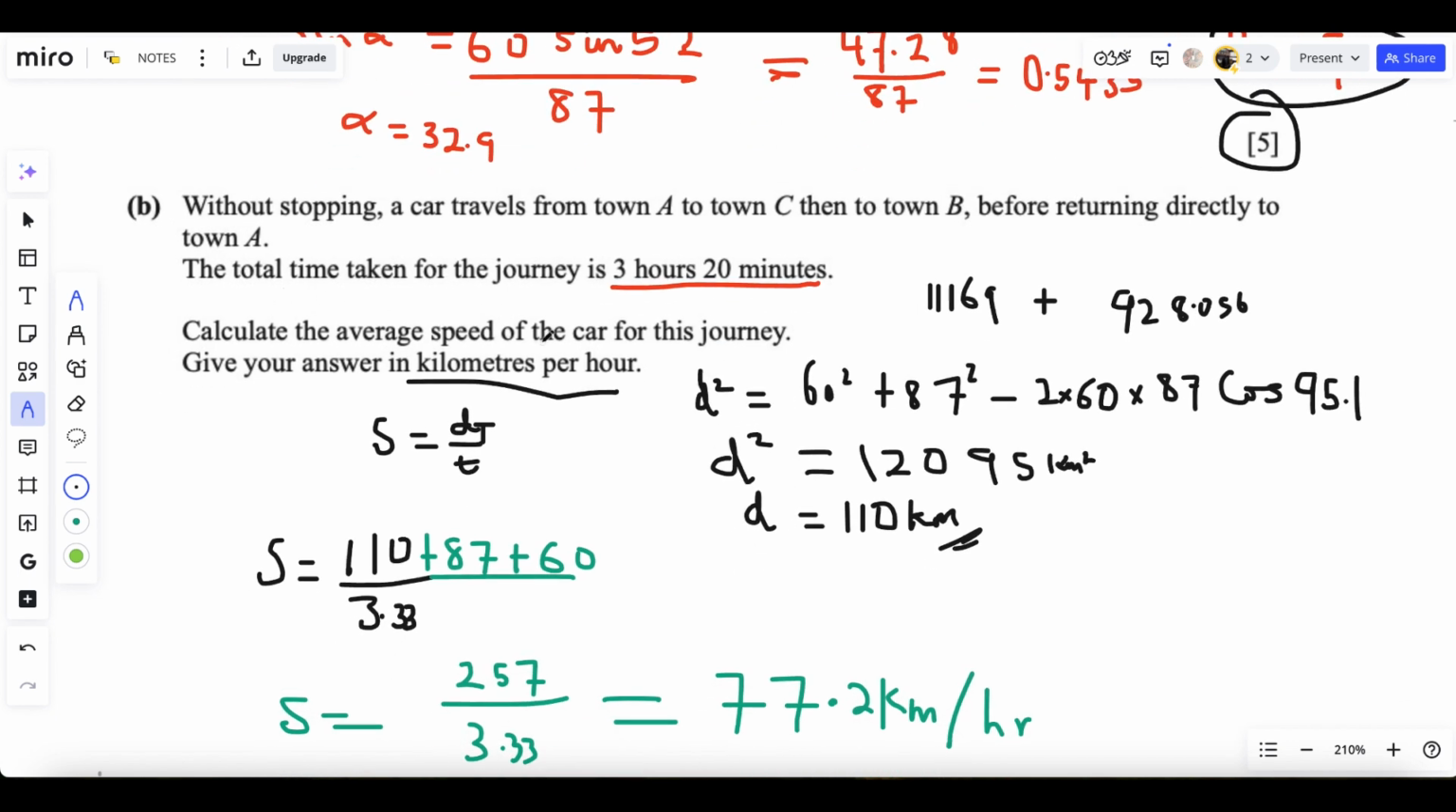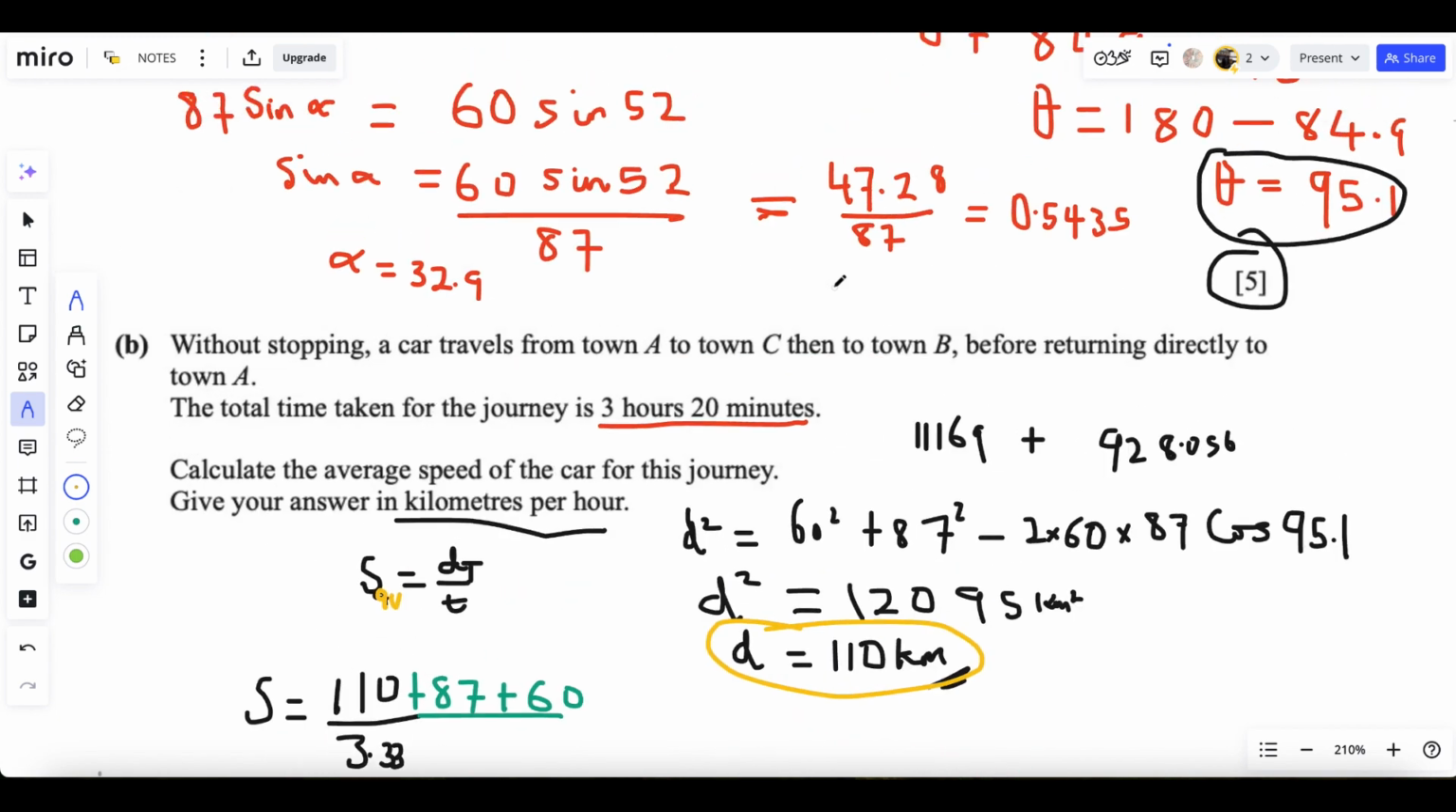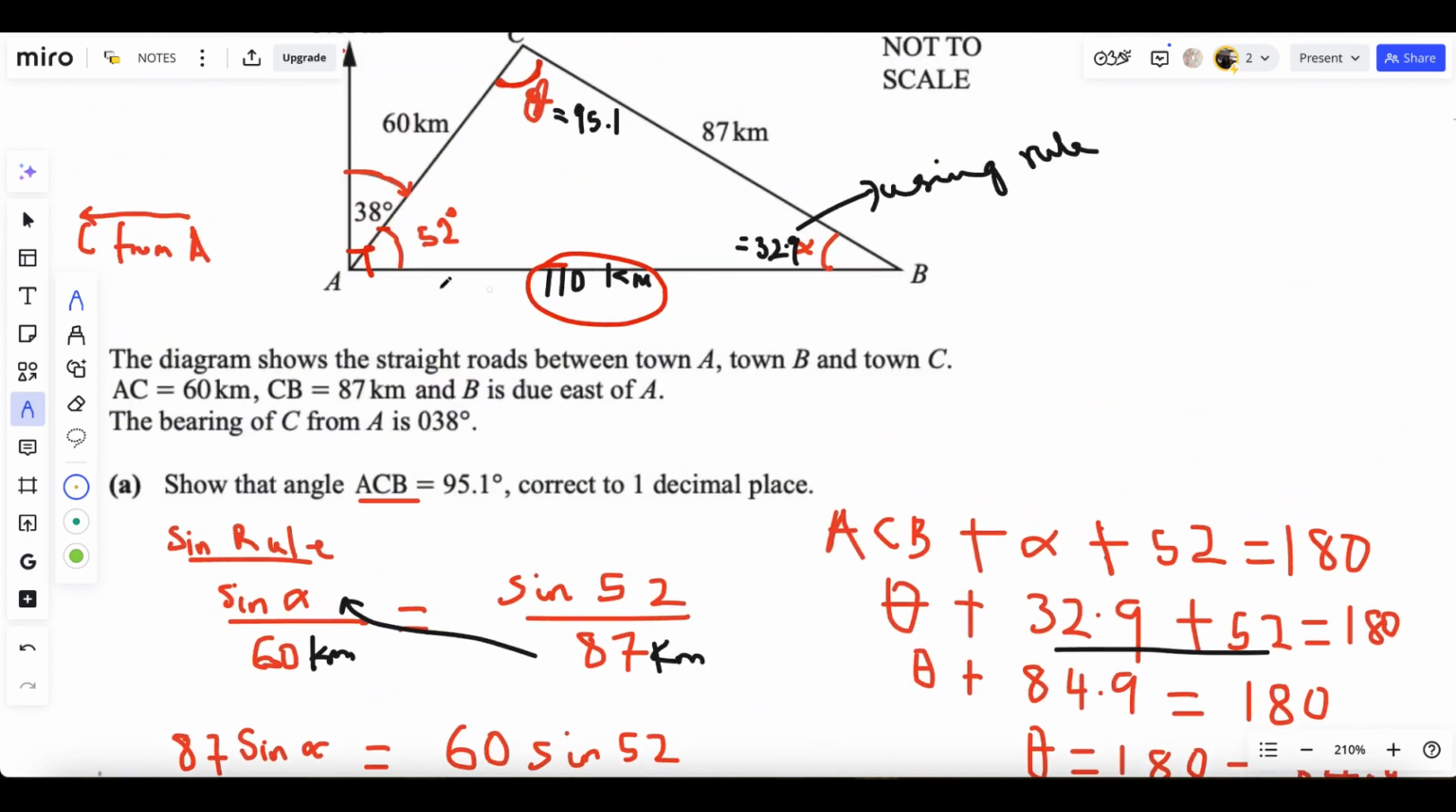The question says, calculate the average speed of the car for this journey. Give your answer in kilometers per hour. Remember, average speed is total distance over time. Average speed is the total distance traveled over the time taken. Now, we have to calculate the total distance. The last distance is not the total distance. So if you use only this distance to do your work, you're going to fail.